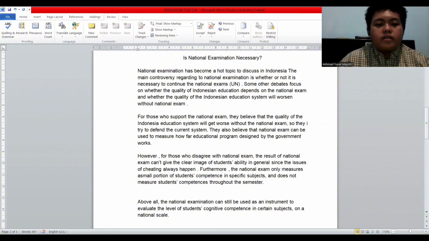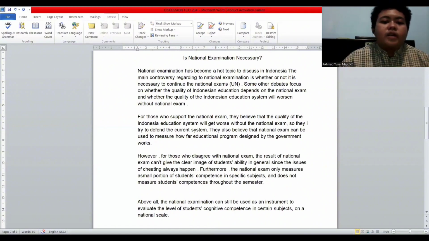Furthermore, the next paragraph is the contra part, which means disagree with the national examination. If we look at the third paragraph, however, for those who disagree with the national exam, the result of the national exam cannot give a clear image of students' ability in general, since the issue of cheating always happens.